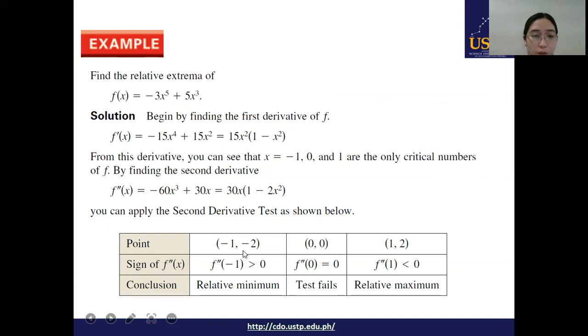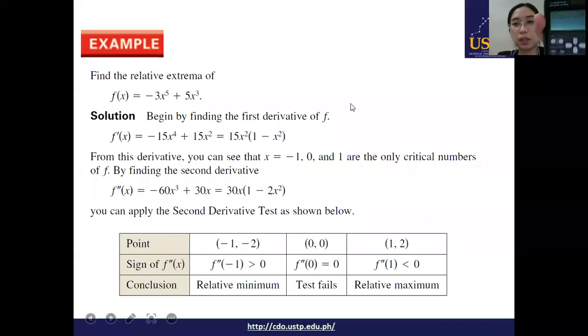So at point -1, -2, 0, 0, and 1, 2. Okay, since ang ato ang points dinhi, no? So basin matingala mo kung asa nigikan si -2 and +2 dinhi. So since ang atong x values from the critical number sa iyang first derivative, so we have -1, 0, and 1.